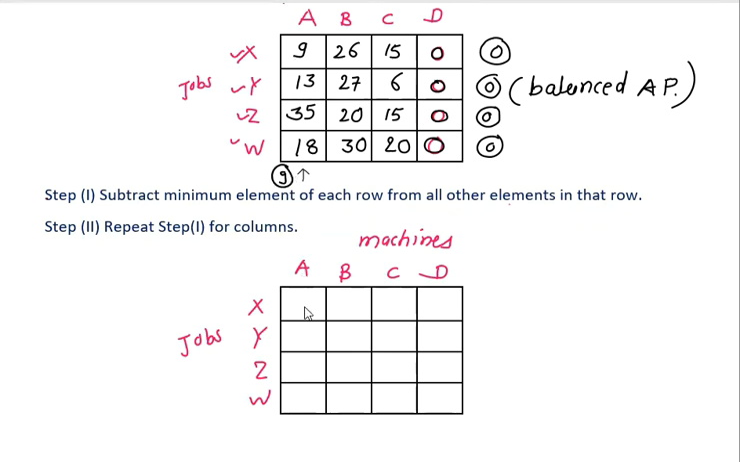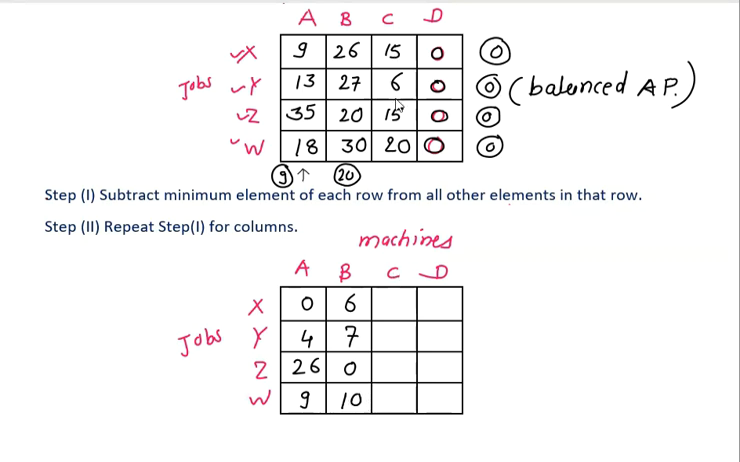We get 9 minus 9, 0. 13 minus 9 is 4. 35 minus 9 is 26. 18 minus 9 is 9. Now in the second column, 26, 27, 20. 20 is the smallest number. So subtract 20 from all the entries in the second column. We get 26 minus 20, 6. 27 minus 20, 7. 20 minus 20, 0. 30 minus 20, 10.